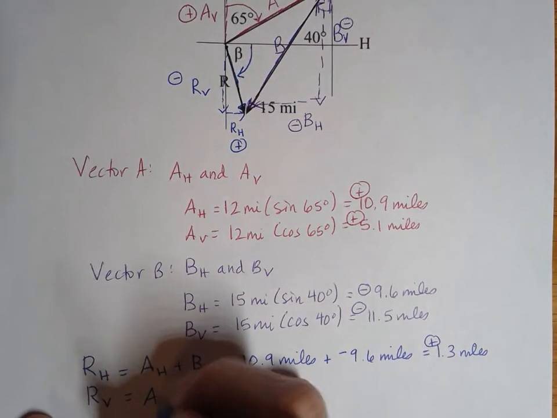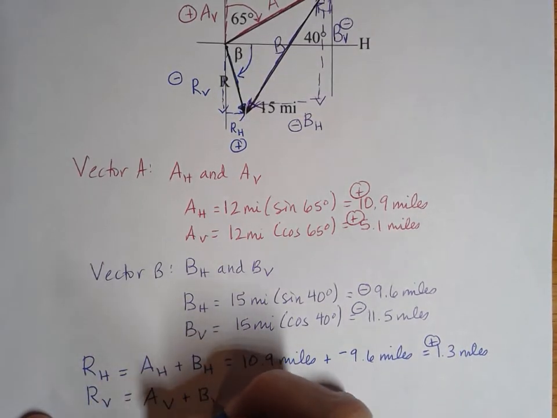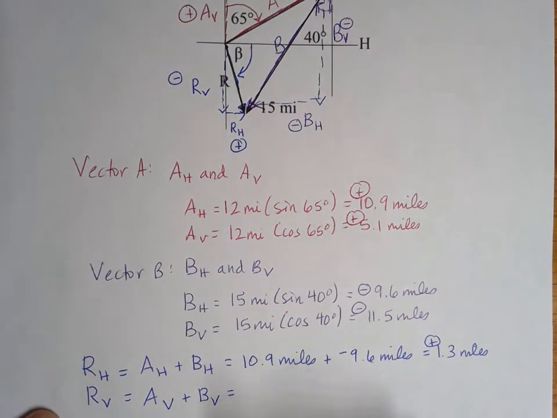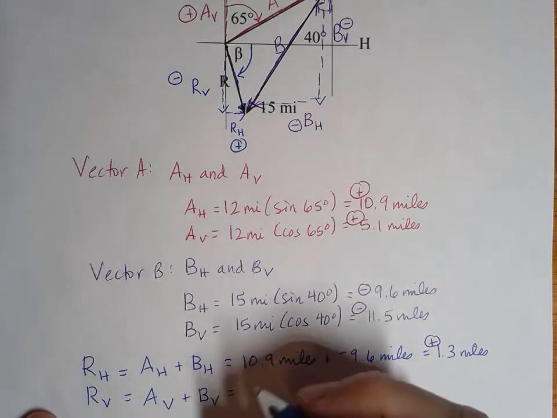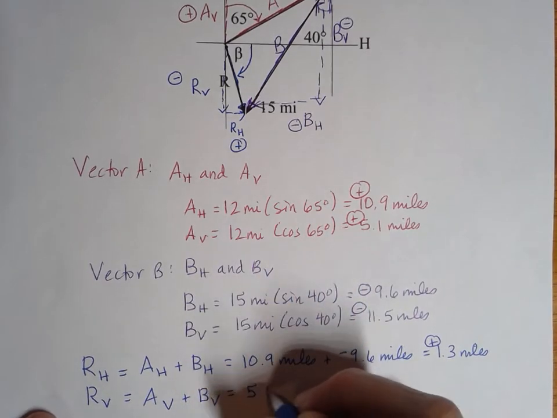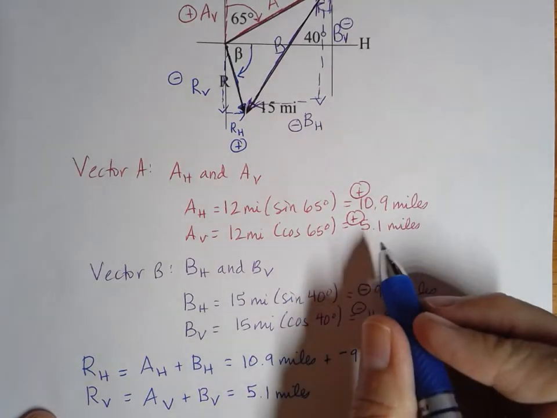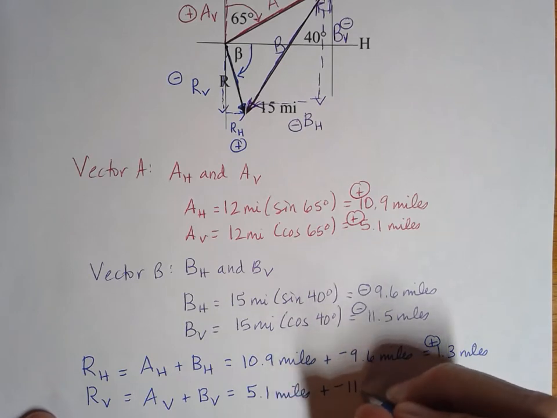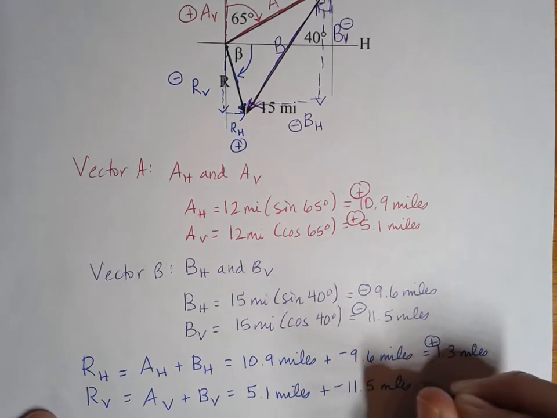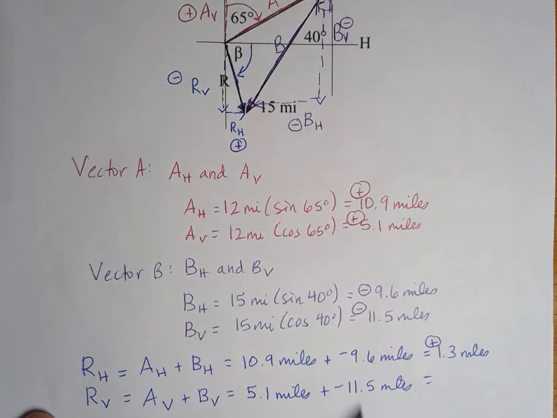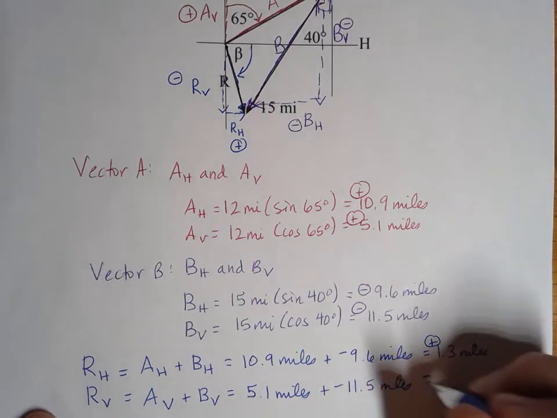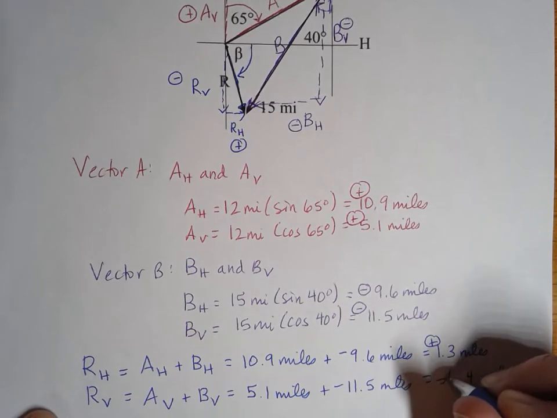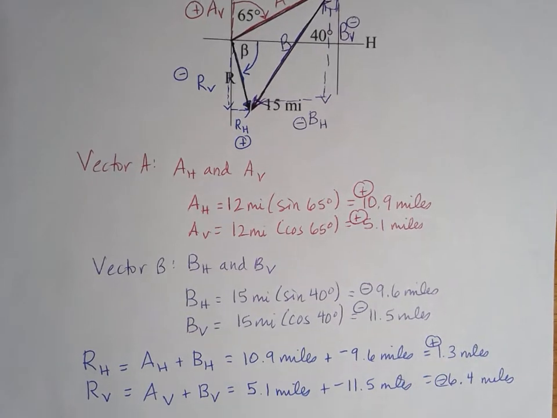But we still just follow the same procedure, A sub V plus B sub V, because if we've got the signs right up here, it's all going to come out correct in the end. So my A sub V is the 5.1 miles, and B sub V is 11.5 miles, but it's the negative 11.5 miles. So when I add those together, it's really like subtracting that 11.5 from the 5.1, I get a negative 6.4 miles. And again, if you want to circle the signs, just remember to put them on. It's really up to you.